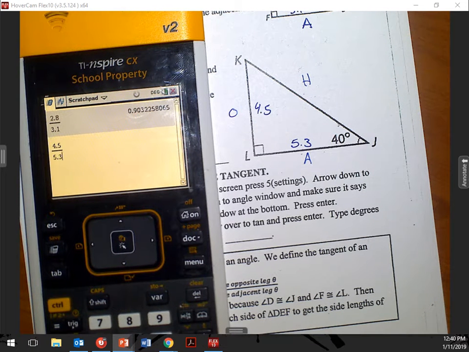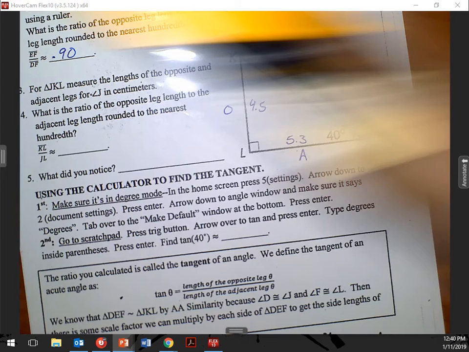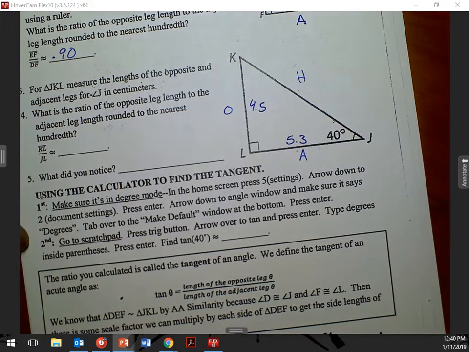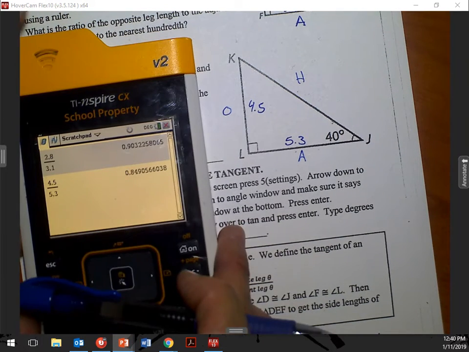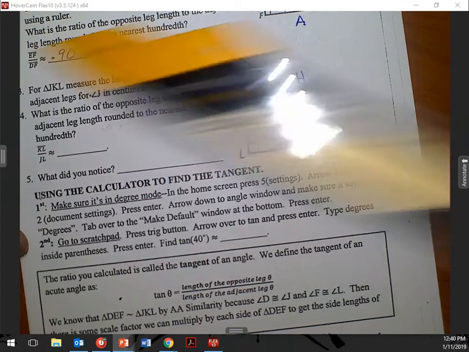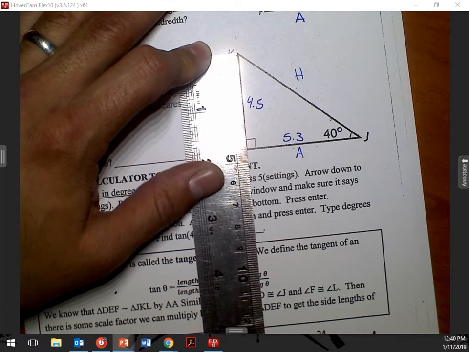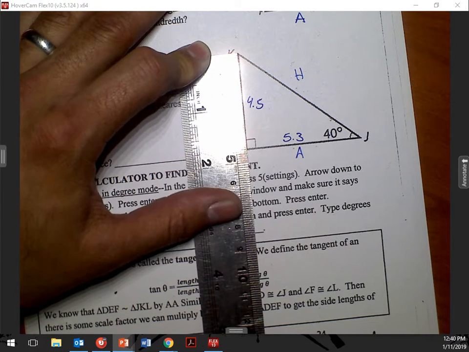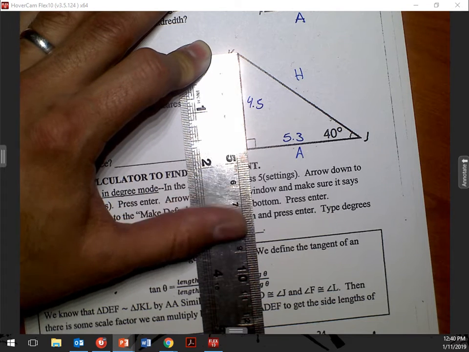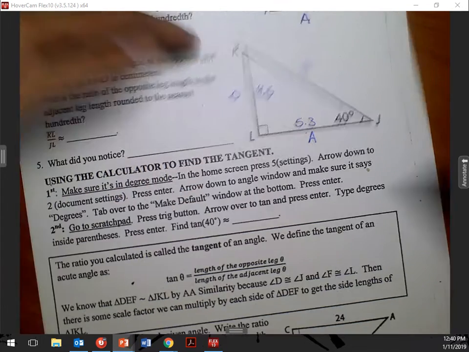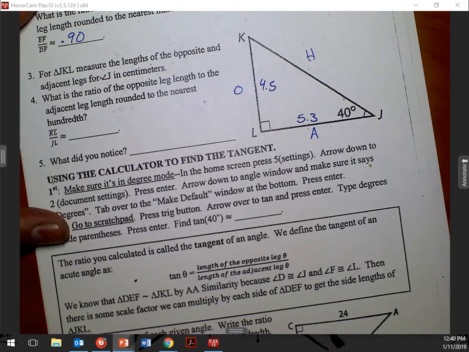0.84. What if we're rounding to the hundredth? What's that going to be? 0.85. Okay. Did I mess this one up? It should be 4.5. Okay, so that's 0.85.